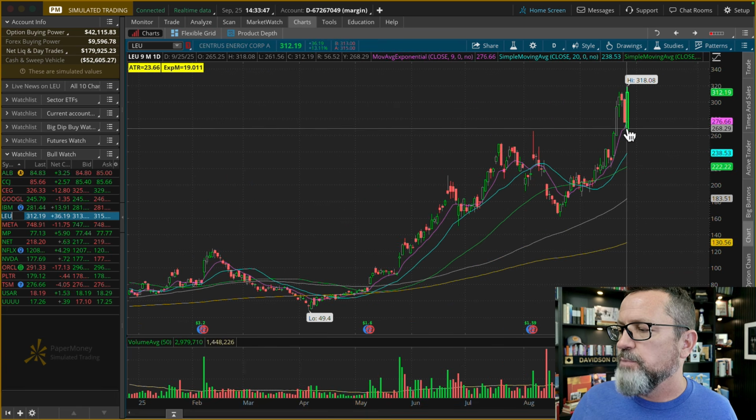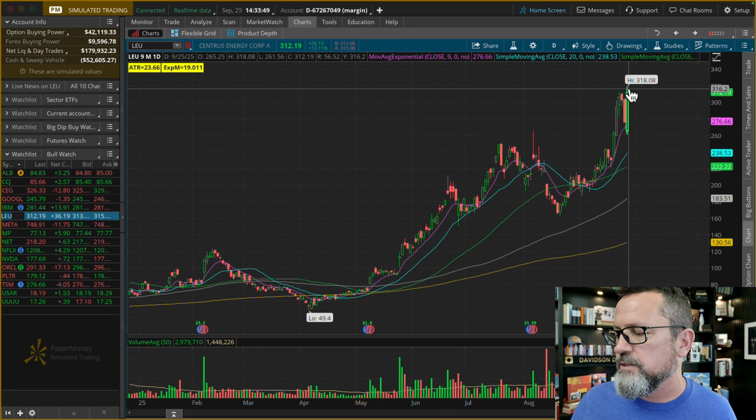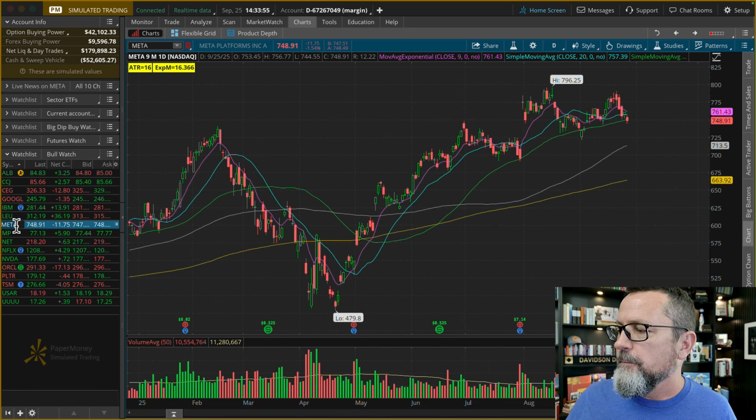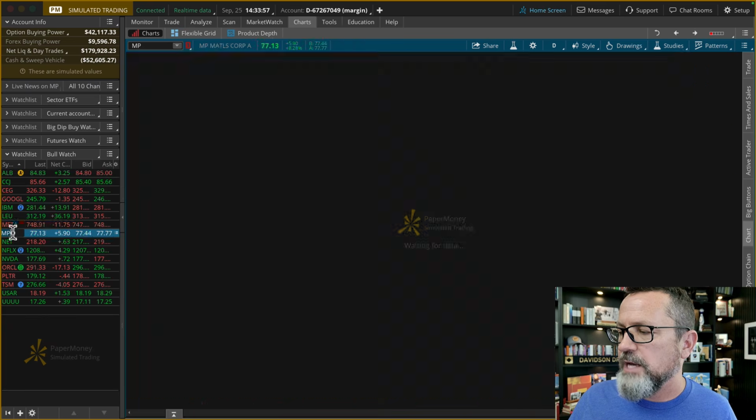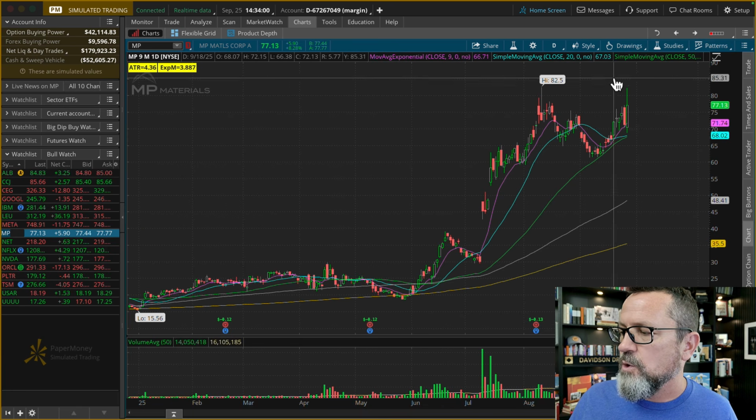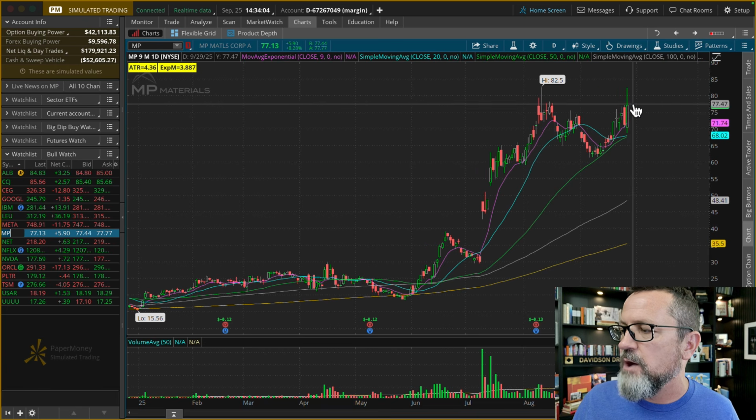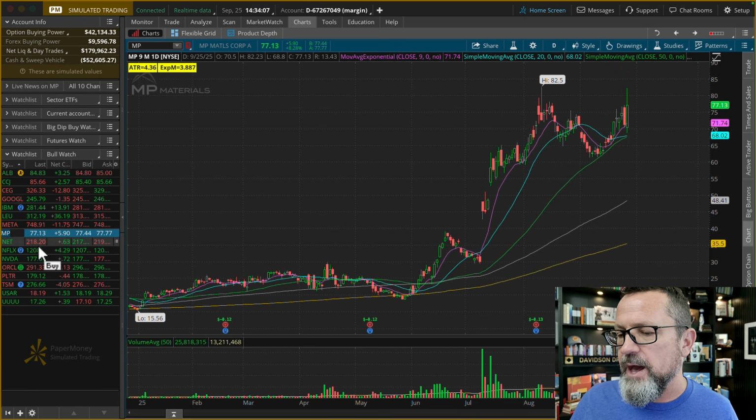LEU has a big bullish engulfing, ripping to all-time highs. This is one of the most volume on the market today. Big mover. Meta is hanging out, waiting for that one patiently. MP Materials Corporation is just knocking on resistance. It's poking its head out. I'm ready to take a position on a breakout buy there maybe.